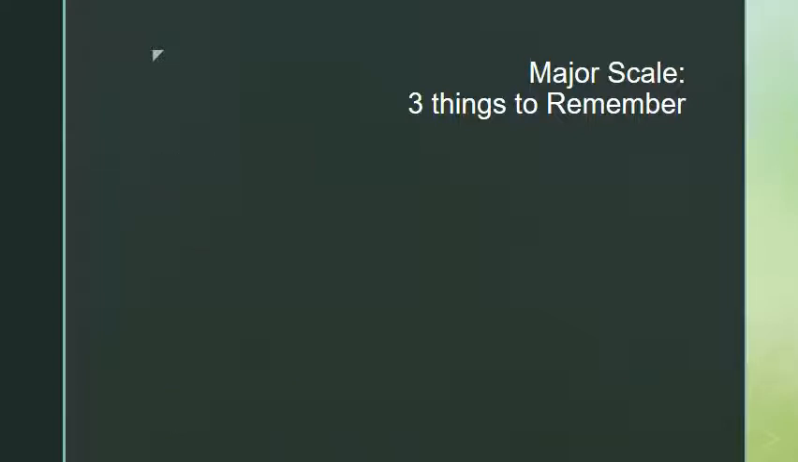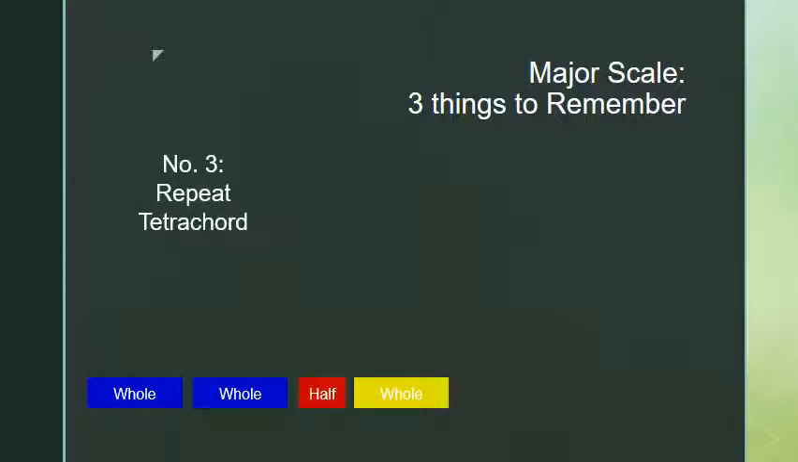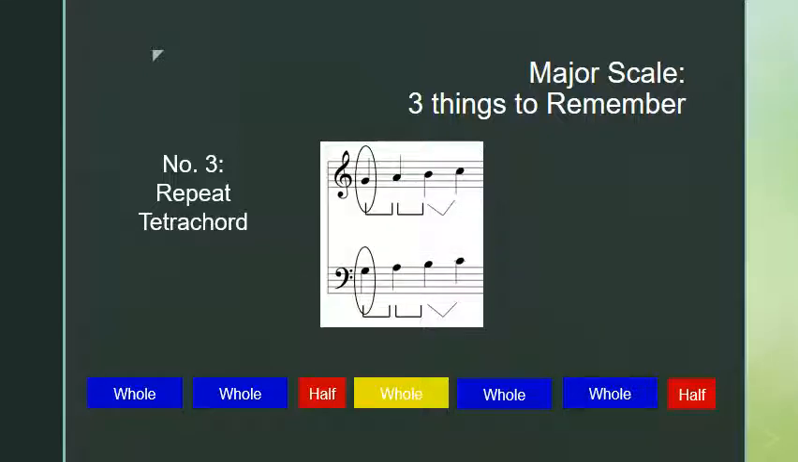The third and final thing to remember is that we build another major tetrachord. We start with the last note we left off of, which was a G, and from here we once again go up a whole step, and a half step. This brings us to the last note we started on, which was a C, and that ends our major scale.